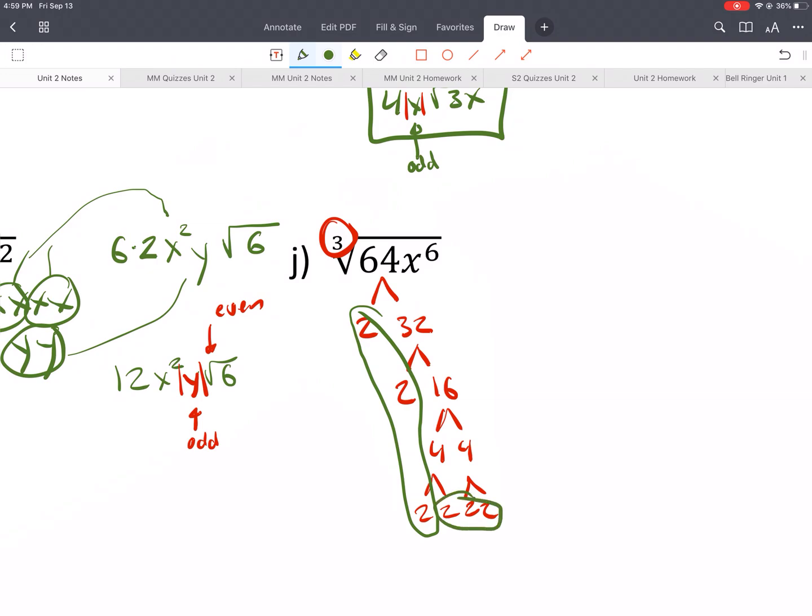Okay, and we have x, so x, x, x, x, x, x to give us 6 x's. So we'd have 2 times 2 gives us the 4, x squared, and I guess that would be it. Okay, that's pretty good.